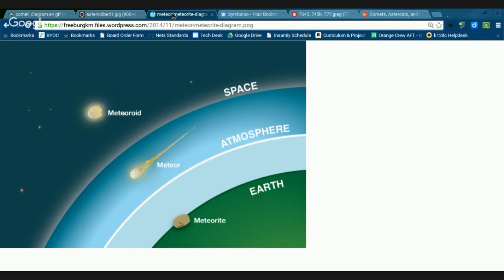So going down to letter E, other forms. That's what this diagram here is for, to help you. They're all basically the same thing. A meteoroid, a meteor, and a meteorite, they're basically the same thing. The difference is its location. If it is out in space, it is a meteoroid.